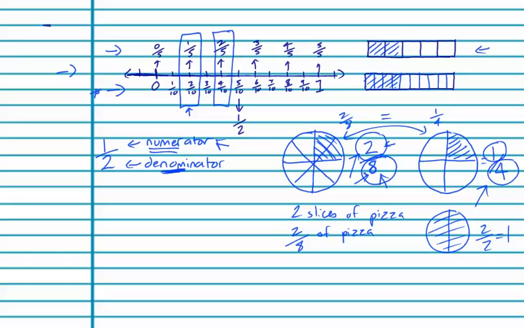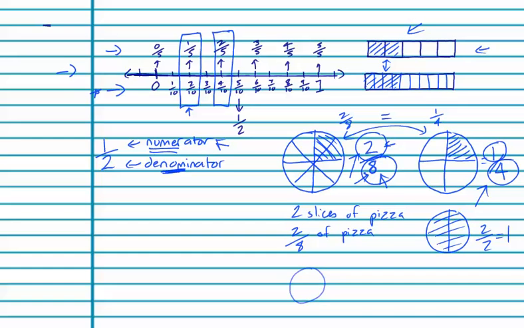We illustrated that over here. 2/5 is exactly the same as 4/10. So those are equivalent fractions. We can make equivalent fractions by multiplying the denominator and the numerator by the same number. And we did it with pizza. It's really good to think about pizza when you think about fractions.